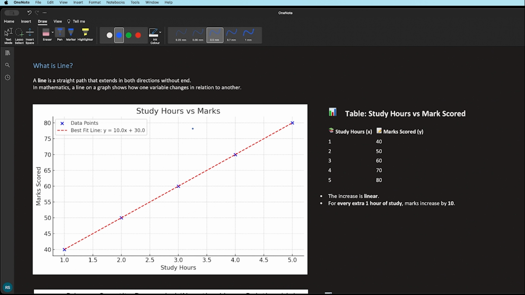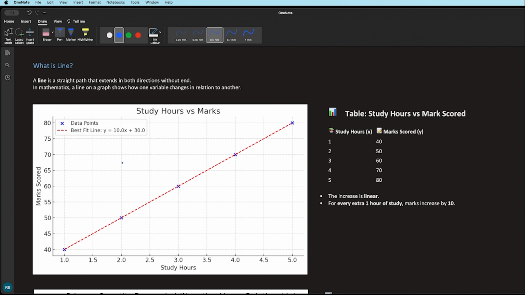If you see this graph, it represents study hours versus marks. On the x-axis, the study hours are plotted, and on the y-axis, the number of marks scored are plotted. There is a line drawn. What does this line represent? This line represents the relationship between the study hours and marks scored.